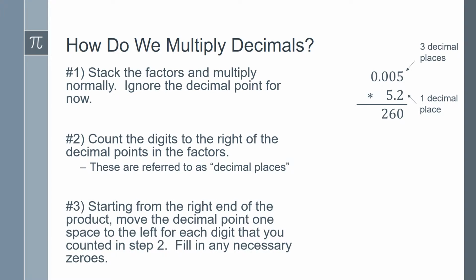Next, we start from the right end of the product, and we move the decimal point 1 space to the left for each digit that we counted in step 2, and then fill in any unnecessary zeros. We counted 3 decimal places and 1 decimal place for a total of 4 decimal places. So we move our decimal point 4 places to the left, and we fill in the empty spots, I call them the egg cartons, with zeros. So we have 0.0260. This means that 0.005 times 5.2 equals 0.026. Remember that the 0 on the right-hand side of the decimal is unnecessary at the end, so we dropped it.